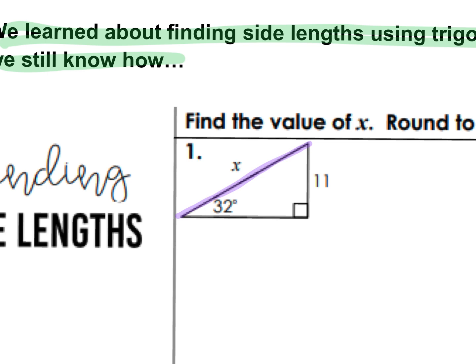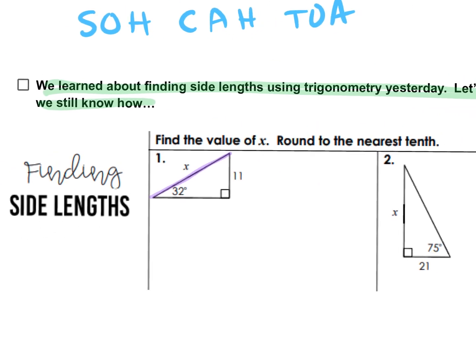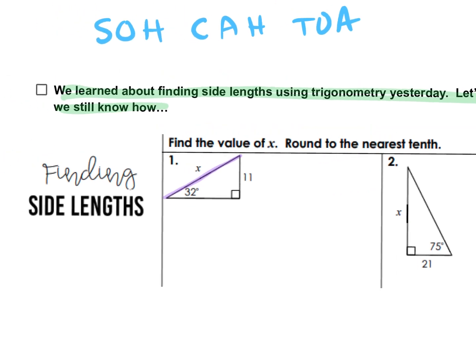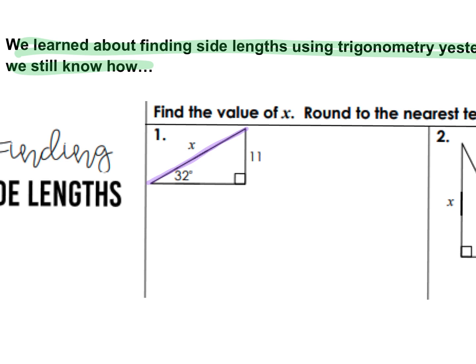If you notice, the directions here are just saying find the value of x. In this case, we're looking for the length of the hypotenuse, and we're supposed to round to the nearest tenth. So we do need to decide which trig function to use here. We need to set up a trig ratio and then solve.